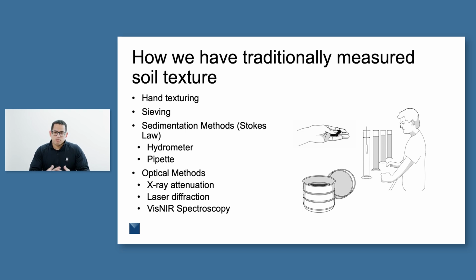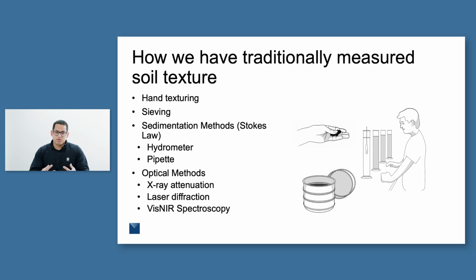The other actual measurements of particle size analysis or soil texture are done using tools like sieving, where we're going to sieve out the different sizes of soil particles using either dry or wet sieving. And then typically that's combined with one of our sedimentation methods, which we'll get into a little more about the physics there, but that are based on Stokes' law. And that's typically either the hydrometer or pipette method.